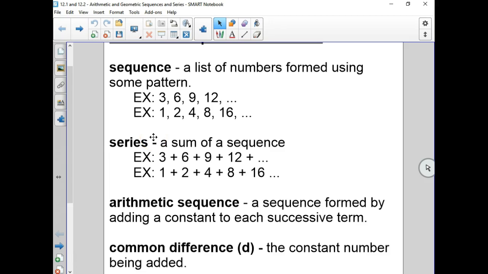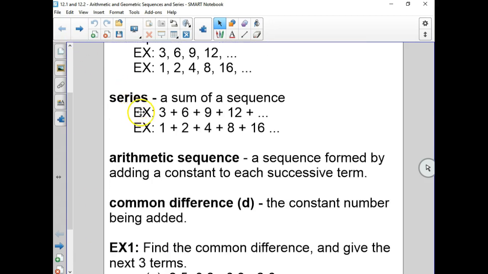An arithmetic sequence is a sequence formed by adding a constant to each successive term. So you're adding a number each time. Like we see here, 3, 6, 9, 12. You're adding 3 each time. That number that you're adding each time is called the common difference. The common difference, you'll see as D here, is the constant number that is being added.